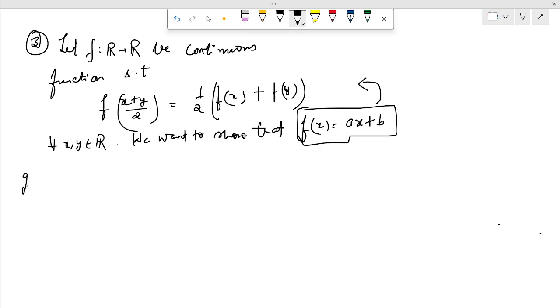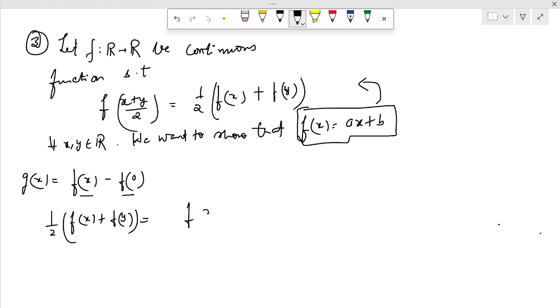So what I will do, I'll simply assume g(x) as simply f(x) minus f(0). This is a function I'm defining, and we know that f is continuous, so therefore g(x) will be continuous. We already know that half of f(x) plus f(y) is simply f of (x plus y) by 2.